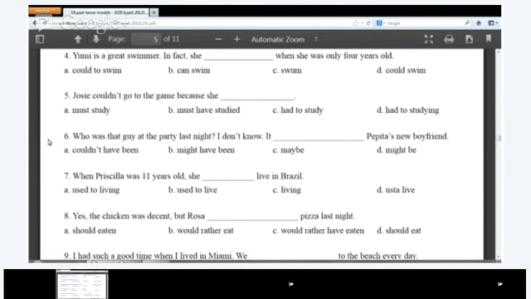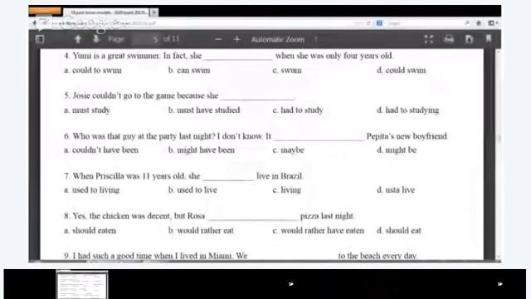Who was that guy at the party last night? I don't know. It might have been Pepita's new boyfriend. Good, good. It might have been Pepita's new boyfriend. Okay, very good. And let's go to 7 and 8.